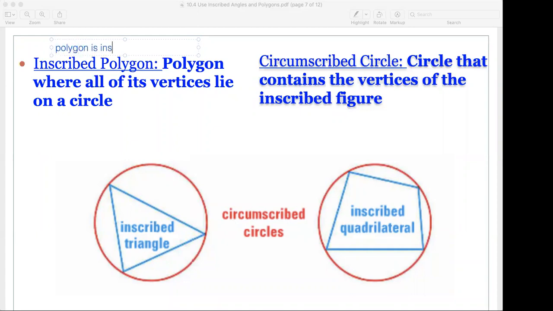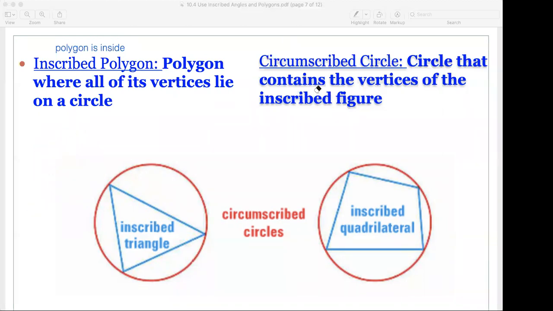Now, let me just show you what you can't qualify. You couldn't call this an inscribed polygon. This is not an inscribed polygon because the vertices are not touching the side of the circle. This is simply just a quadrilateral inside a circle.